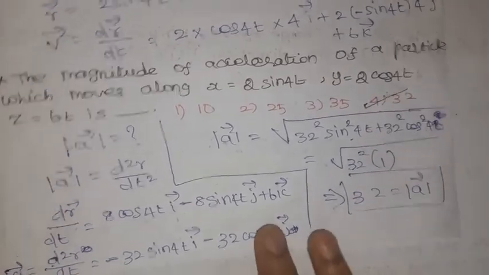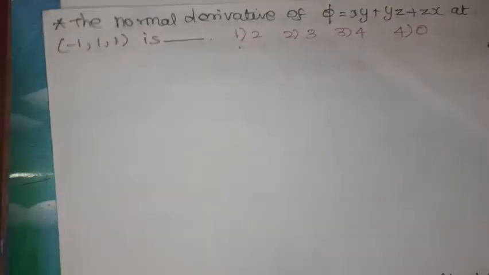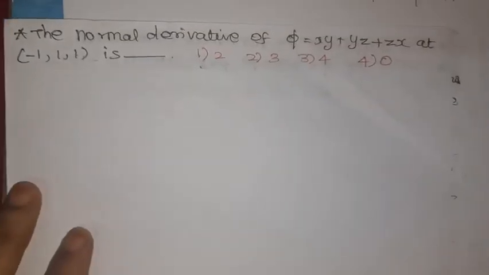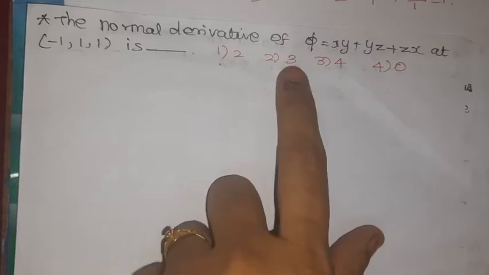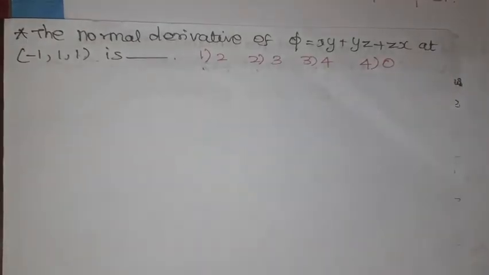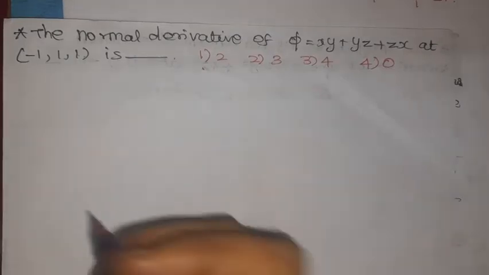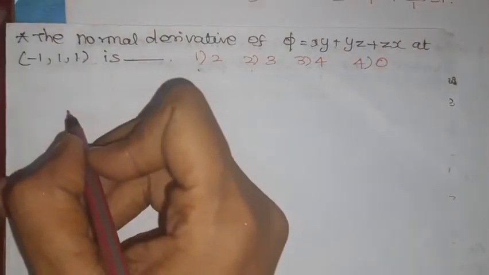Option 4. Then the next problem, the normal derivative of this one at the given point. What is the normal derivative actually? What is asked in the question? Normal derivative means del phi at this point.